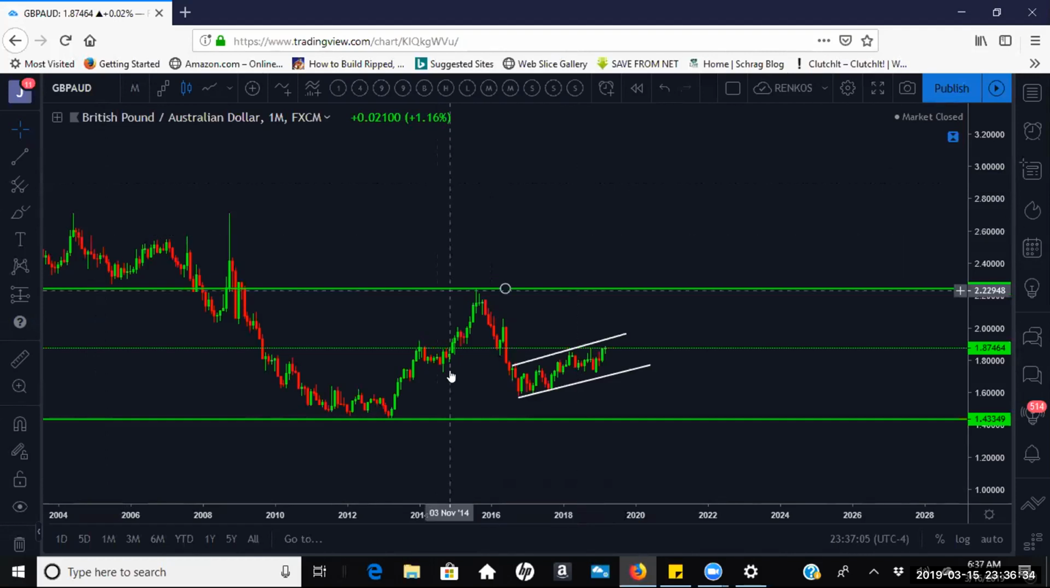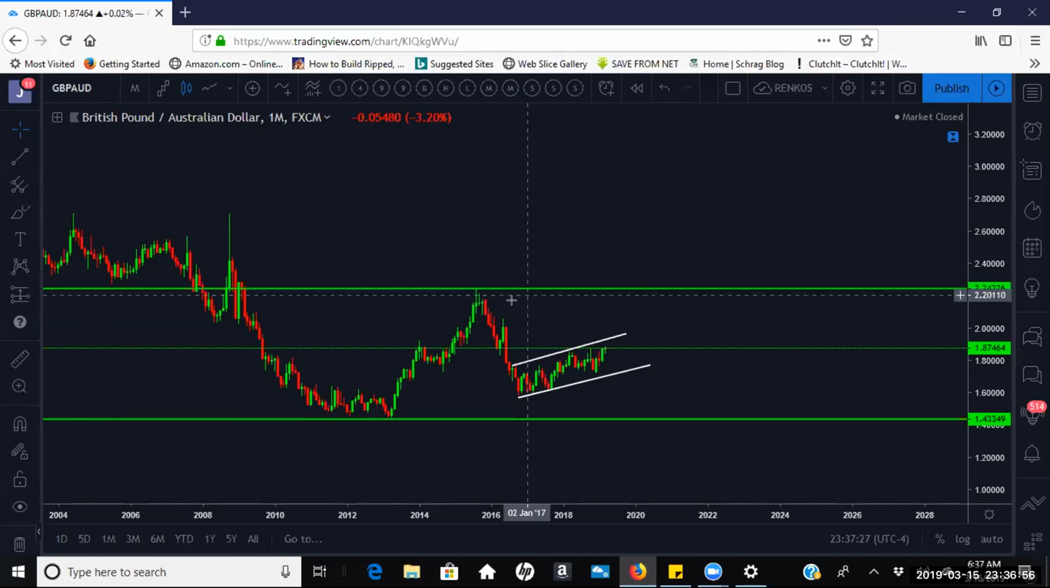This is GBP AUD. Ladies and gentlemen, I'm going to tell you right now, you can put yourself in a position where you can make 6 figures off of one pair. You don't have to bounce around to 50 million different pairs that the market has to offer. You can do this just on one pair.